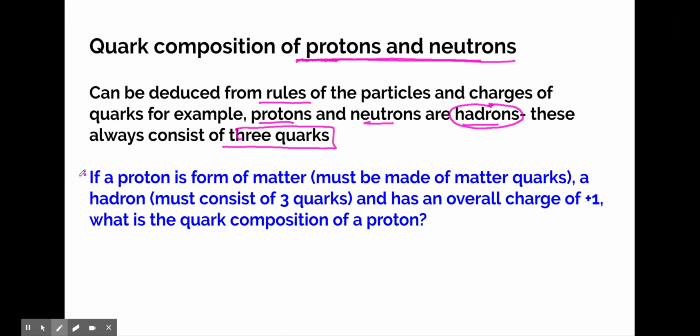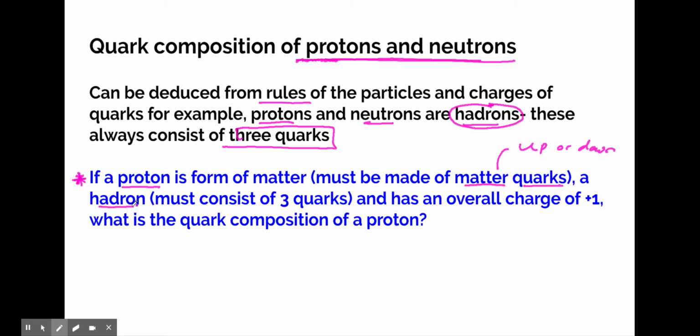So here's a question that you should be able to answer at this point, and it's got really little to do with physics. It's got a lot to do with deductive reasoning. And the question is this: if a proton is a form of matter, and so that tells us it has to be made of matter quarks, it can't be made of antimatter quarks, and it has to be therefore an up or a down or some combination.